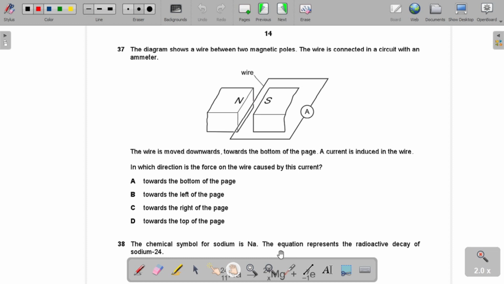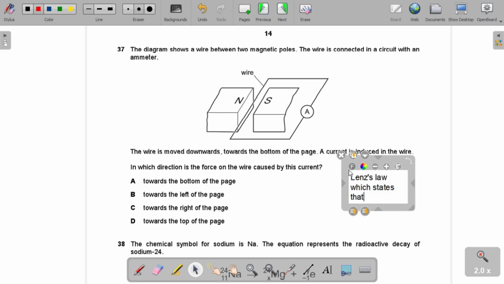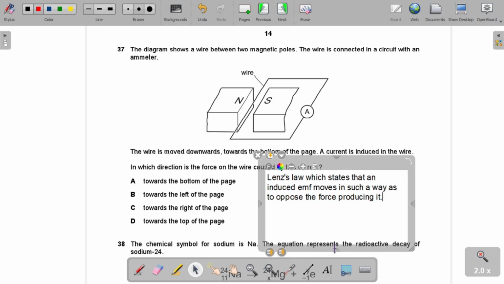Force on the wire caused by a current. That reminds me of Lenz's law. Lenz's law states that an induced EMF moves in such a way as to oppose the force producing it. Let me extend this so that we get it very well. Here there is a current, so an EMF is induced. It moves in such a way as to oppose the force producing it.